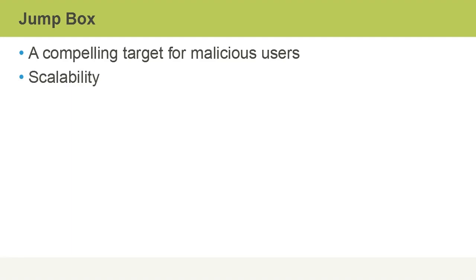On the scalability discussion, you could look at this from two perspectives. So you could say that a jump box scales well because you've got a definable entry point for managing a multitude of servers, whether they're on premises, in the cloud, or both. But on the other hand, you could say that it doesn't scale well. And that really depends on specifics.